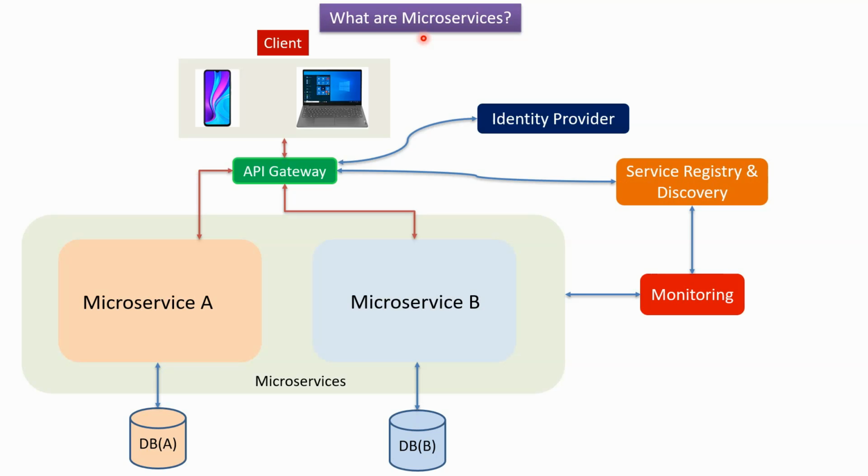In this video tutorial I will explain what microservices are. Here you can see the client, and the client can be an app from a mobile device or a web browser from a laptop. The client sends a request to the API gateway, and based on the request, the API gateway will forward it to either microservice A or microservice B. Microservice A has a dedicated database, and microservice B has a dedicated database.